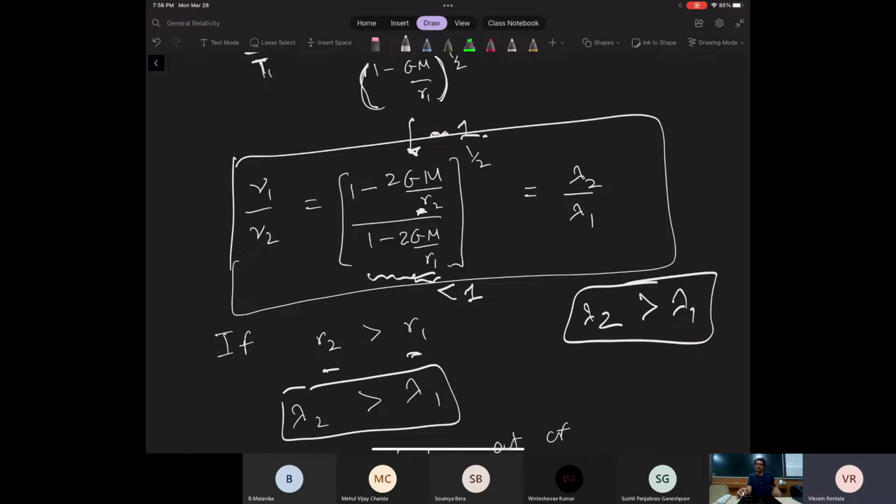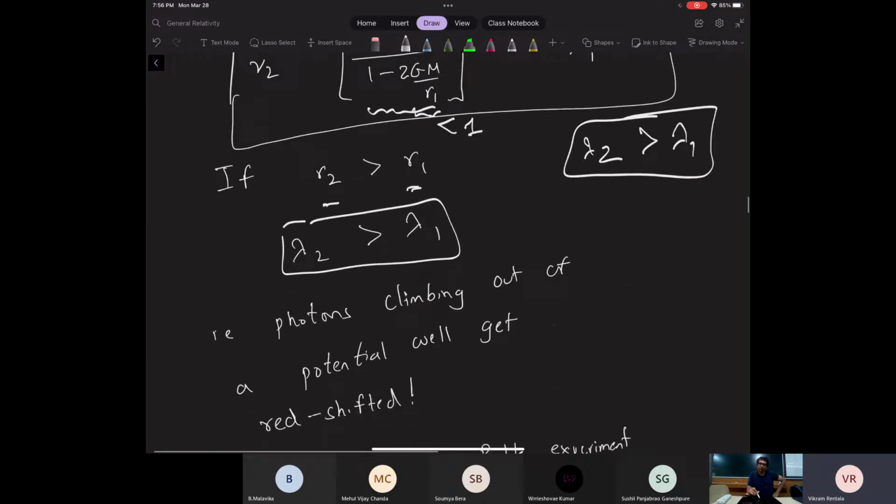That means that for photons climbing out of the potential well, lambda 1 is a photon which was emitted deep in the potential well, but when it reaches an observer who is outside the potential well, or somewhere far above in the potential, the wavelength of the photon gets redshifted. The wavelength becomes longer.